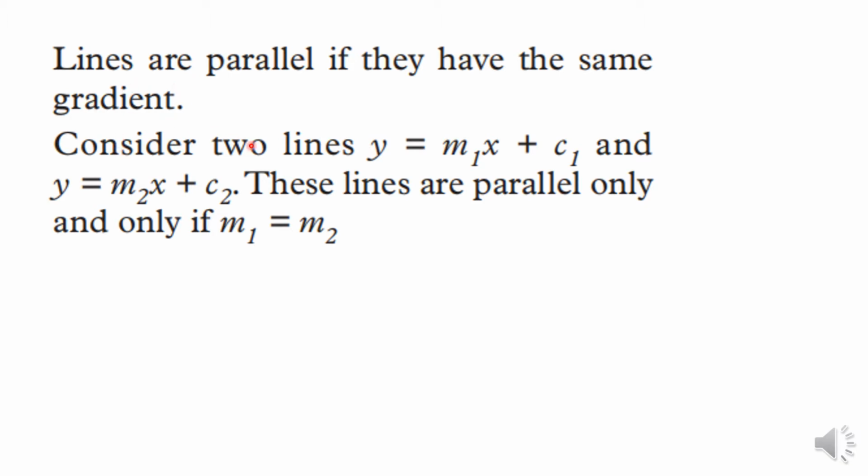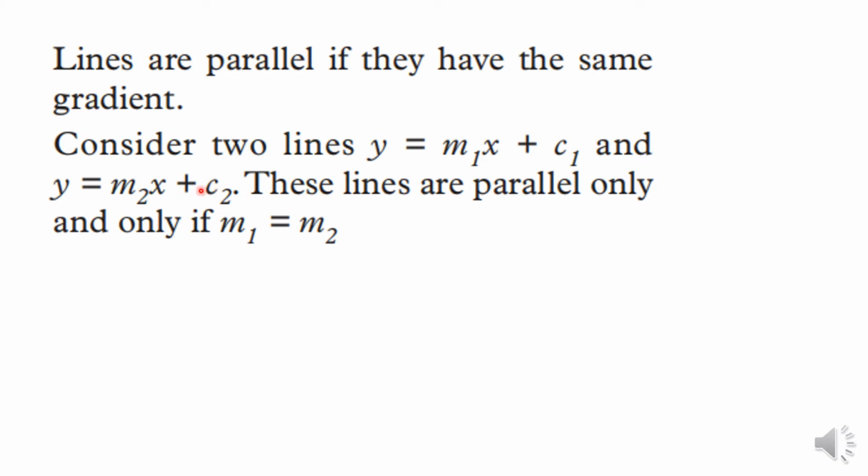Consider two lines. The first line is y is equal to m1x plus c1, where m1 is the gradient of the first line, and the second line is y is equal to m2x plus c2, where m2 is the gradient of the second line, c1 is a constant value of line 1 and c2 is a constant value of line 2.